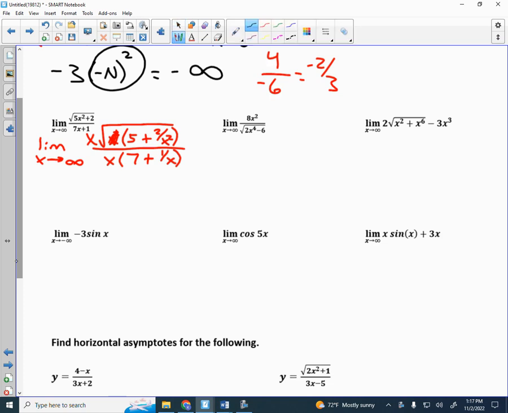So, what happens? These divide to 1. What happens to the 2 over x squared and the 1 over x? Those go to 0, and you're left with what's in the top? Square root of 5. In the bottom? 7. Excellent.